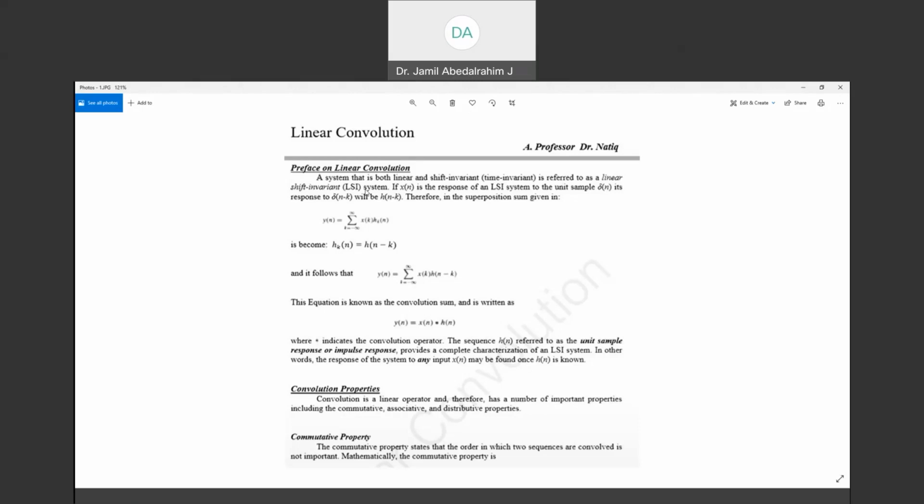So finding y of n will be done by x of n and the unit impulse h of n. Why do we call the h of n the unit impulse response? Because the signal that I'm using in the device is the unit impulse response. As you see here, this is the main equation, y of n equal x of n convolved with h of n.